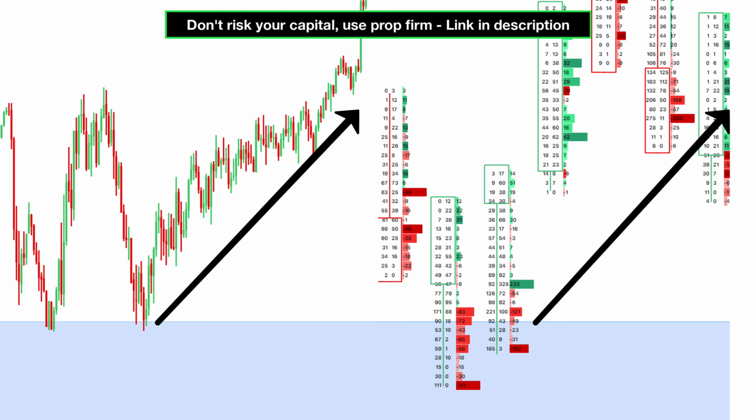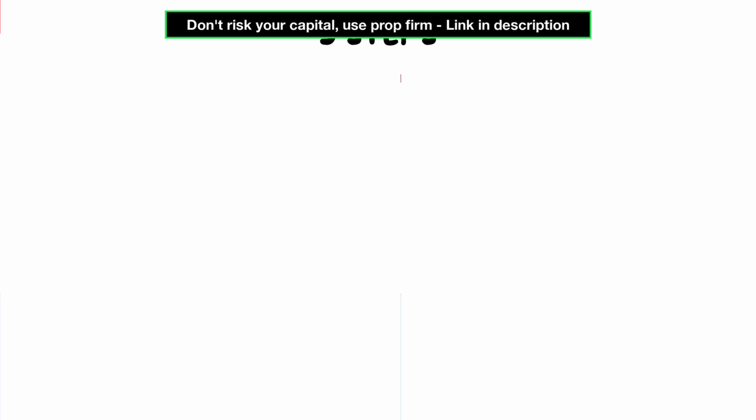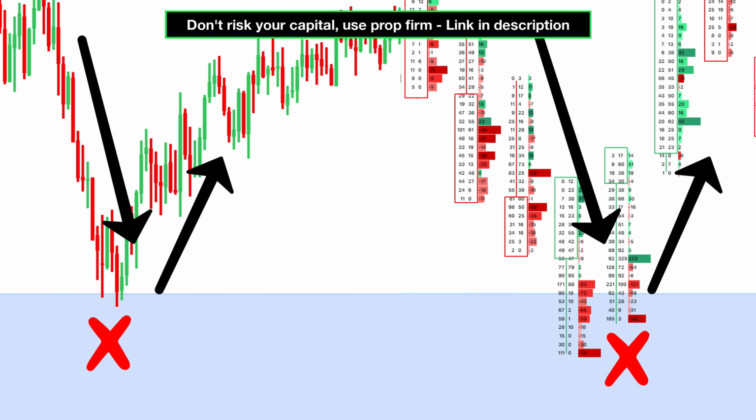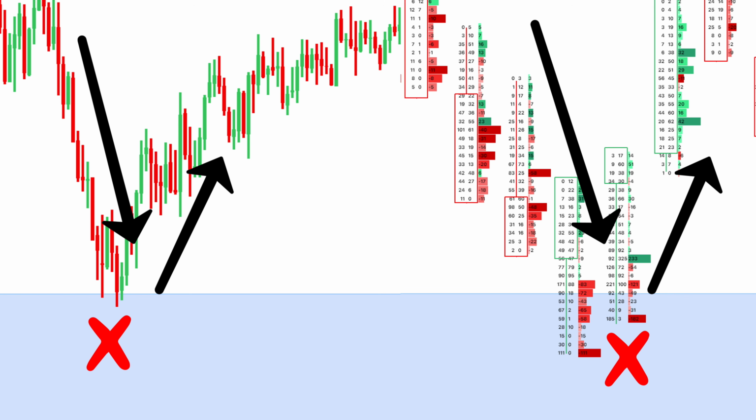So let's lock in the recipe. Three steps. One, heavy selling pressure. Two, price refuses to break. Three, delta flips back in your direction. When those three line up at a key level, you've got one of the cleanest setups in all of trading.